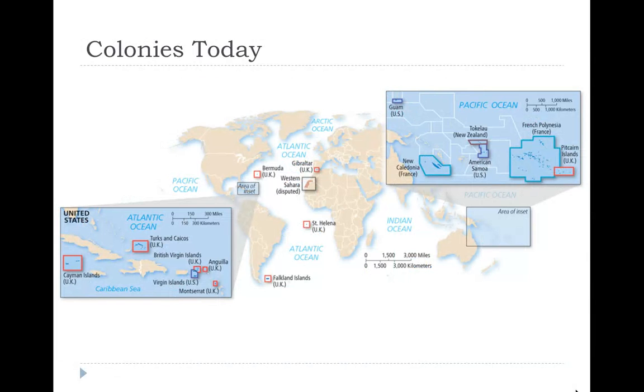And there are your colonies today. Most of the colonies, like we said, are in the Caribbean or in the Pacific Ocean. Again, they tend to be small islands. You can see Western Sahara is on there as a disputed territory. But again, most of these tend to be small islands throughout the world.